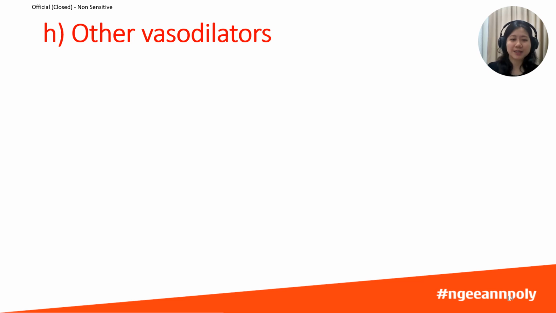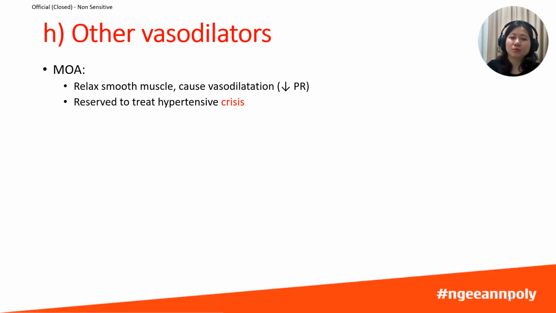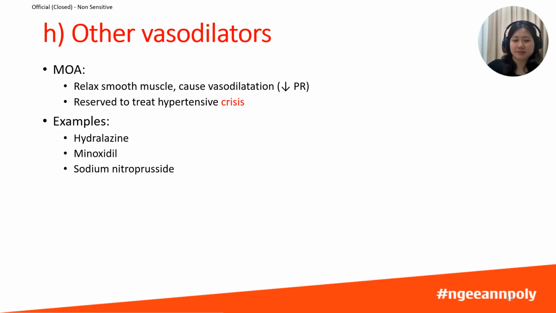The last group of drugs that we are looking at for the treatment of hypertension is grouped under other vasodilators. These drugs relax the smooth muscle in the blood vessels and cause vasodilation, thus reducing the peripheral resistance. These drugs are not commonly used to treat hypertension, but are reserved to treat hypertensive crises. These are medical emergencies where the blood pressure is extremely high. Examples of such vasodilators are hydralazine, minoxidil, and sodium nitroprusside. All of them work in different ways.